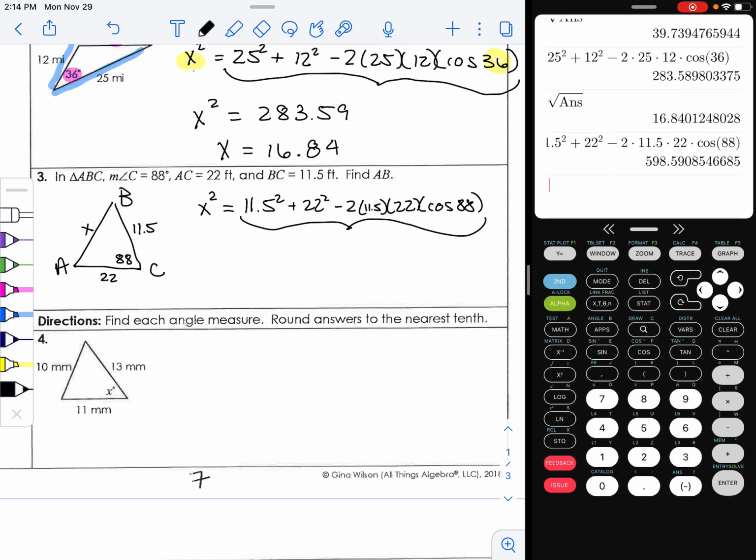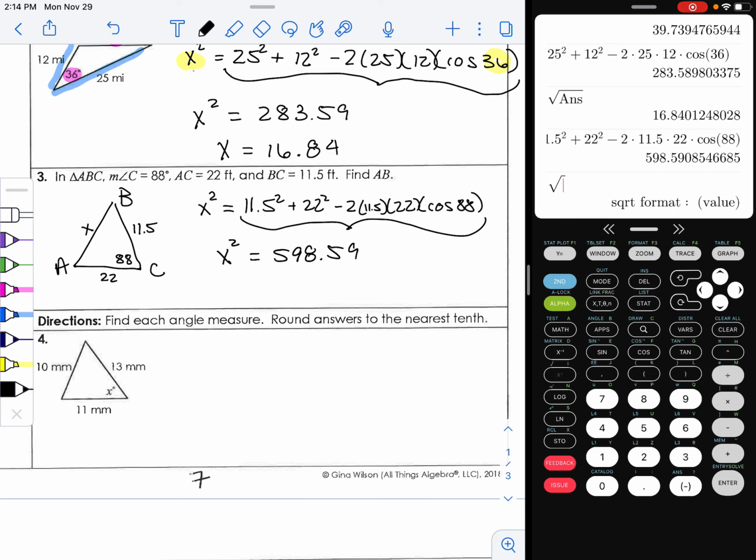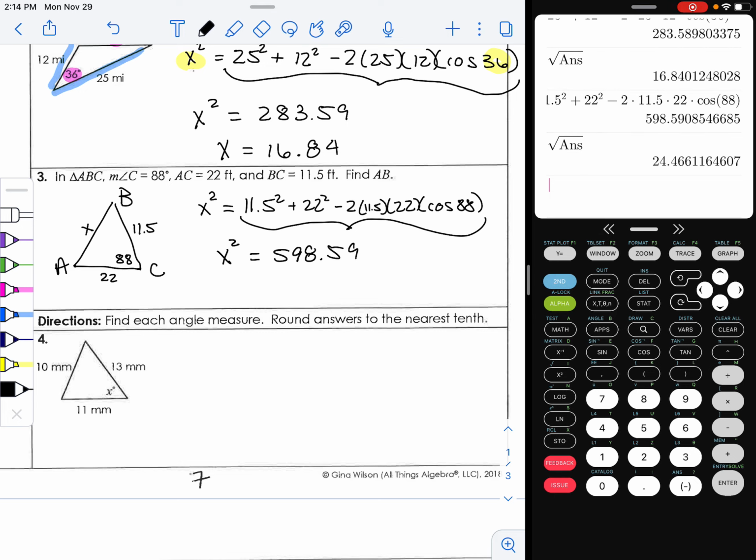Make sure you're in degree mode in your calculator or all of your answers will be wrong. So I have x squared equals 598.59, and I'm taking the square root of that answer. My x is going to come out to be 24.46, which we could write as 24.5.